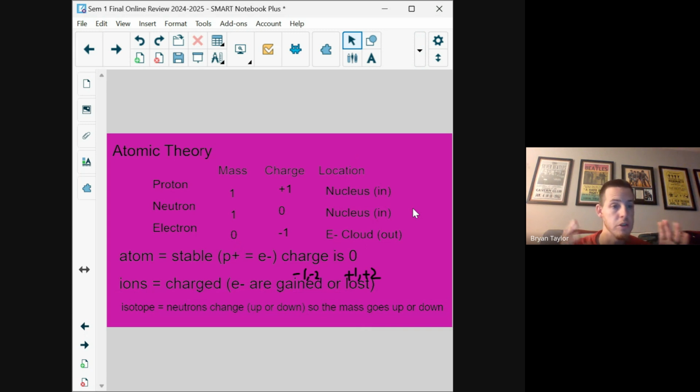And then the last word is isotope. An isotope is when the neutrons change. And again, it's going to go up and down. So the mass goes up and down. If you gain neutrons, you go up. You lose neutrons, you go down.